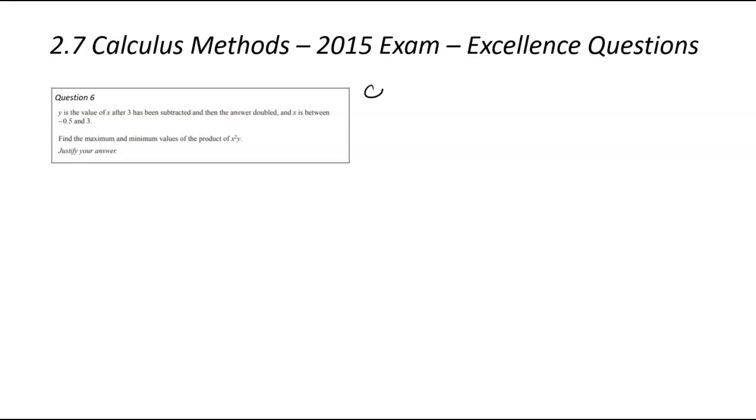We are now looking at question number 6. And y is the value of x after 3 is subtracted and then the answer is doubled. So we need to form an equation. So y will be equal to x minus 3 and then it is doubled. And we have been told about a domain. That's only true for values between -1/2 and +3. We've been asked to find the minimum and maximum values when x squared and y are multiplied together.